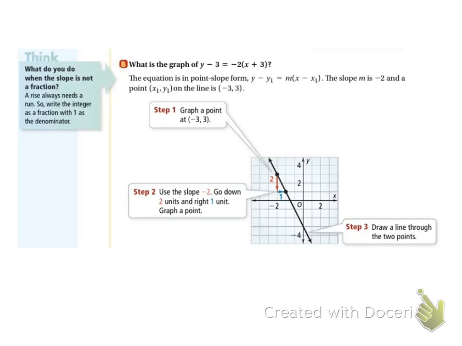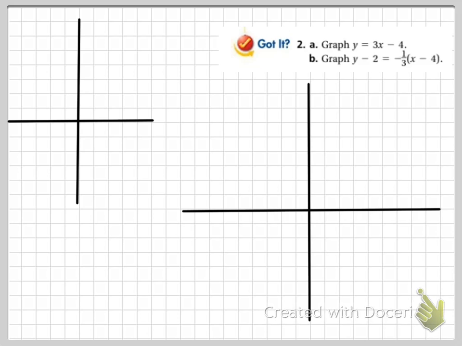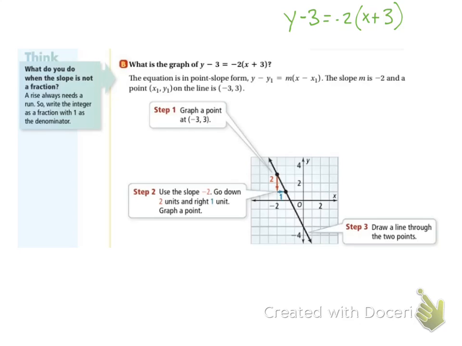Okay, graphing with point-slope form. What I would do, I write out my equation on my paper: y minus 3 equals negative 2 times x plus 3. And then I would write the standard form below it: y minus y1 equals m times x minus x1. Okay, my y's match up. My negatives match up. My 3 and my y1 match up, so y1 is equal to 3. My equal signs match up. My m and my negative 2 match up, so m is negative 2.